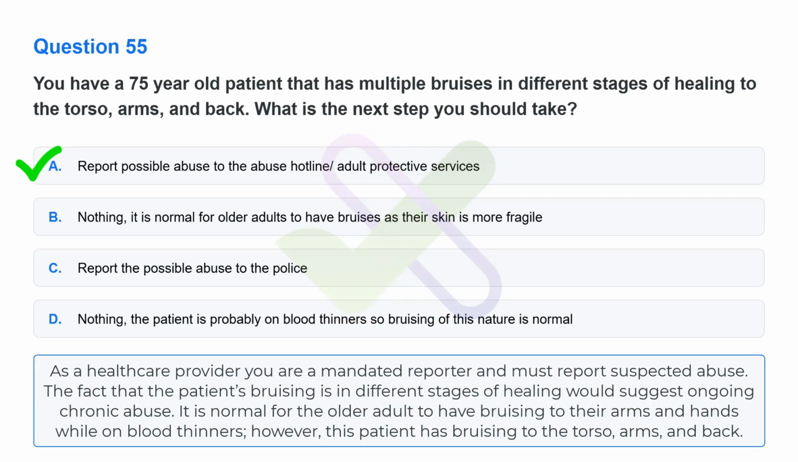Correct answer, A. Report possible abuse to the Abuse Hotline/Adult Protective Services. As a healthcare provider, you are a mandated reporter and must report suspected abuse. The fact that the patient's bruising is in different stages of healing would suggest ongoing chronic abuse. It is normal for the older adult to have bruising to their arms and hands while on blood thinners. However, this patient has bruising to the torso, arms, and back.